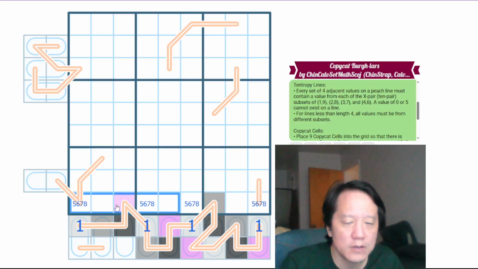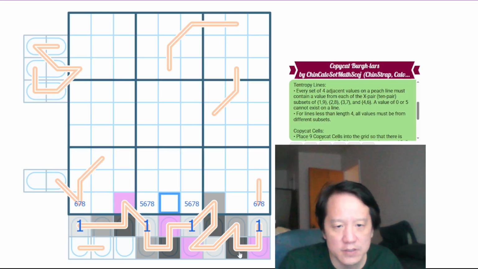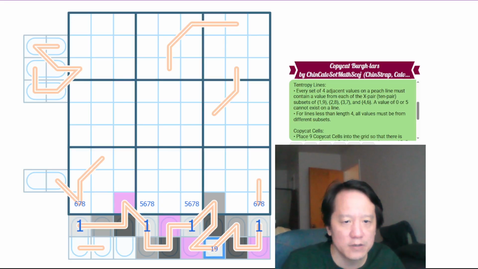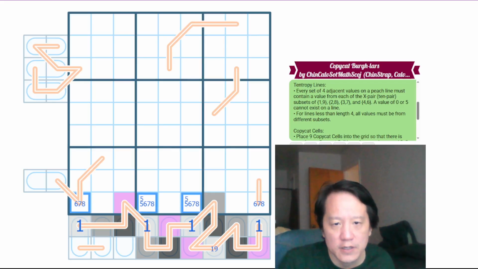Okay. 5 cannot be on entropy lines. So that's 6, 7, and 8. This has to be 1 or 9. So we have a guaranteed 5 here. And these are non-copycat cells.